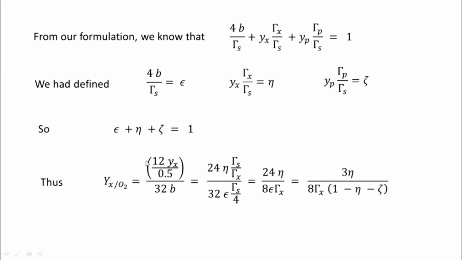Thus, Yx/O2, we have already seen, is the mass of cells by mass of oxygen, 12 Yx by 0.5b. 12 by 0.5 is 24. Yx from here is nothing but eta gamma S by gamma X. That is what I have done here. Eta gamma S by gamma X has been replaced for Yx, and b from here is nothing but epsilon gamma S by 4. So epsilon gamma S by 4 has been used for b here, and if we cancel the terms, 4 goes there 8 times.